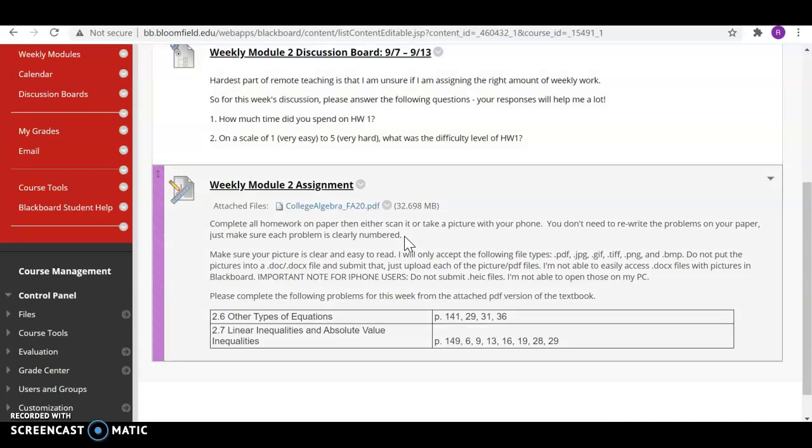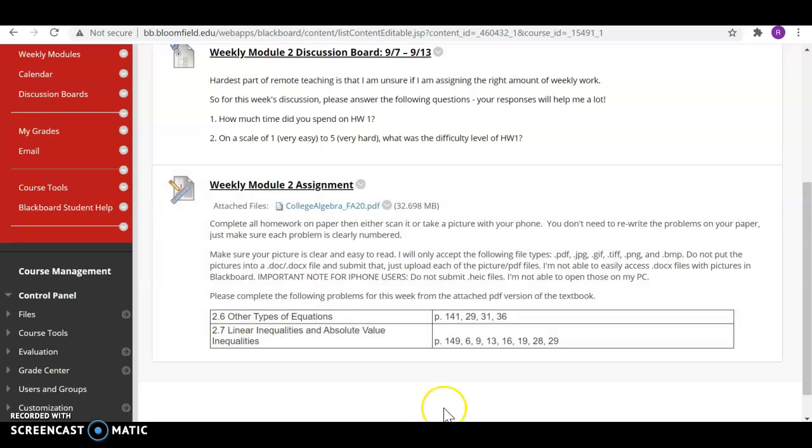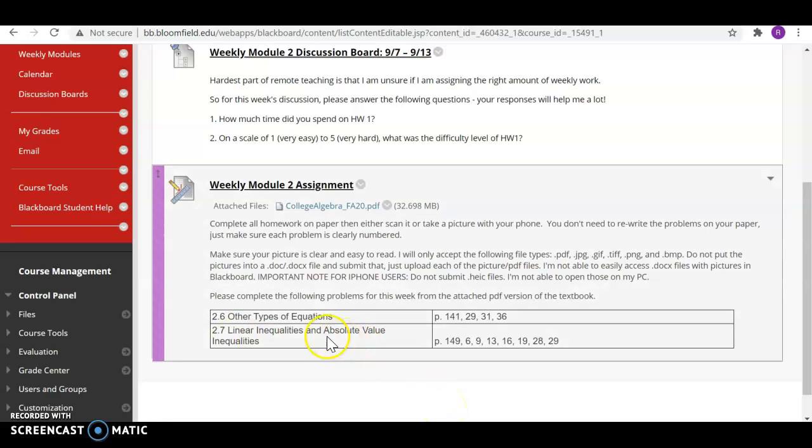Okay, so for this week's assignment, we are covering 2.6 and 2.7. I think I assigned a slightly smaller number of problems. 2.6, other types of equations, is the continuation from 2.5, and 2.7 covers linear inequalities and absolute value inequalities.